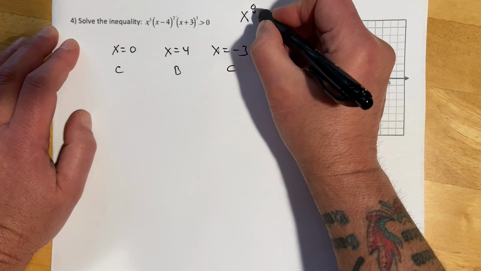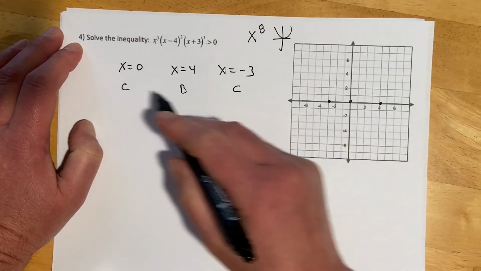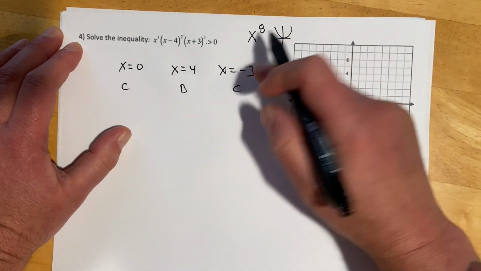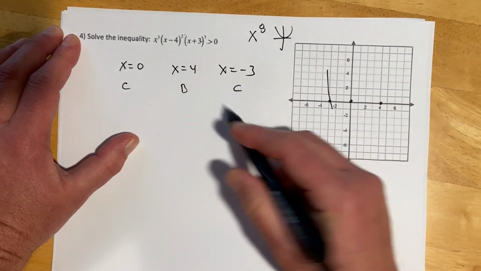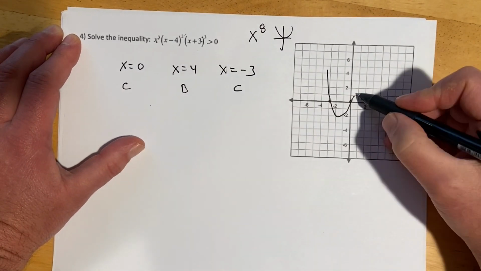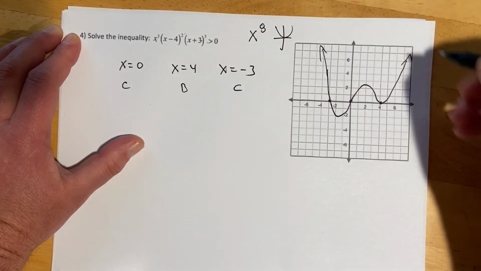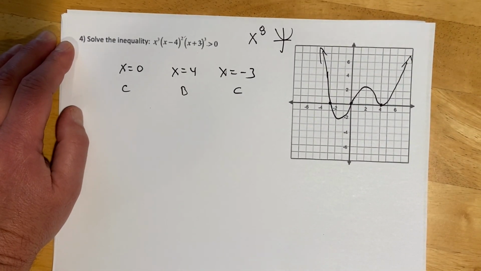So if we FOILed all that mess out, it would have been x to the 8th, so it should kind of look like an x squared. So we're going to come in at negative 3, we're going to cross on that one. At 0, we are going to cross again. Then it's just to bounce off of the 4. So our graph should look something like that.